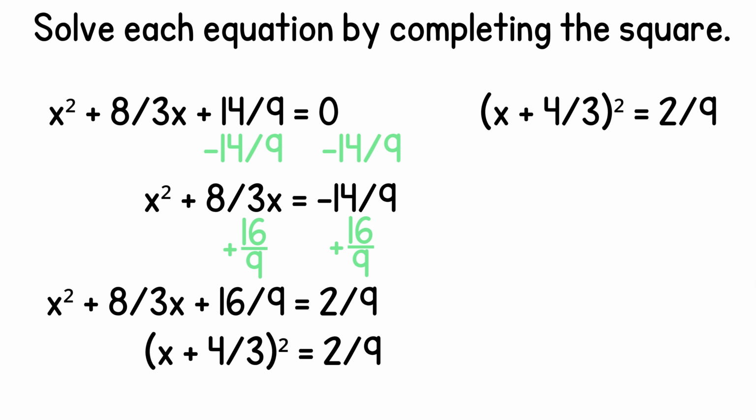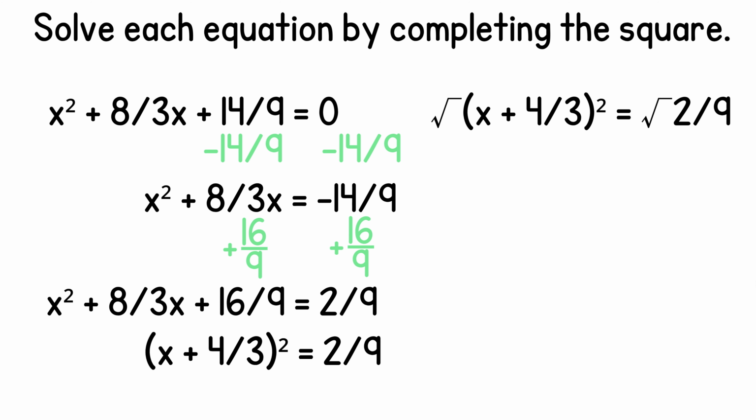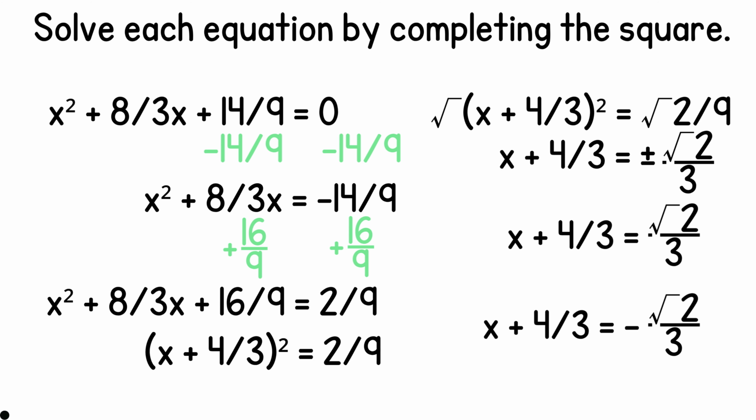So now we'll move it up so we can start solving. We'll take the square root of each side. So we get x plus 4/3 is equal to positive and negative radical 2 over 3. We were able to simplify the radical 9, but the radical 2 is not a perfect square, so we'll leave it under that radical. Now we can set up our two equations where one is equal to the positive value and one is equal to the negative.